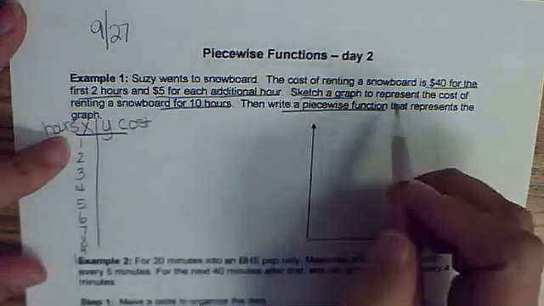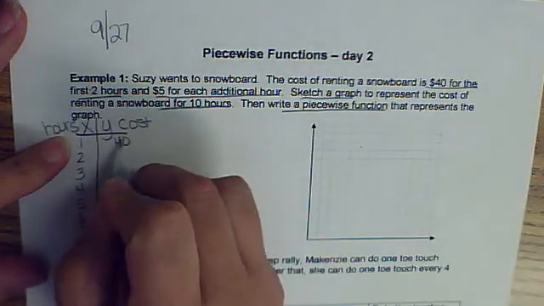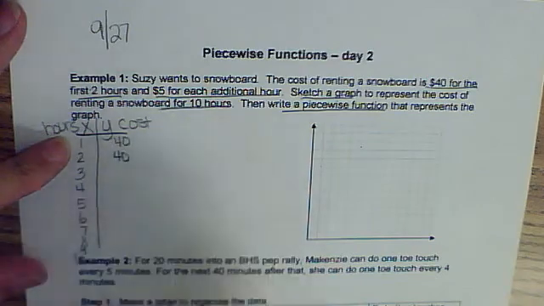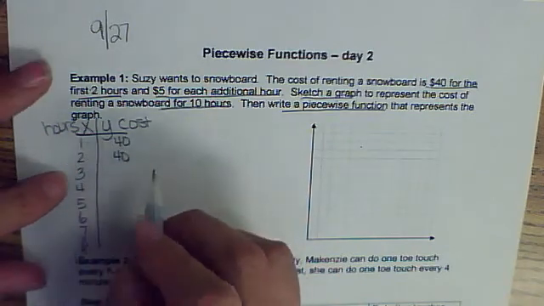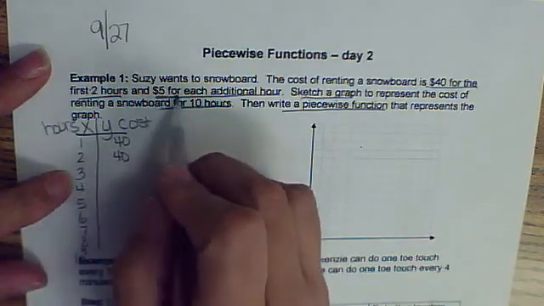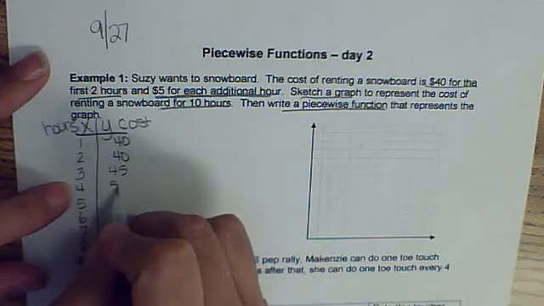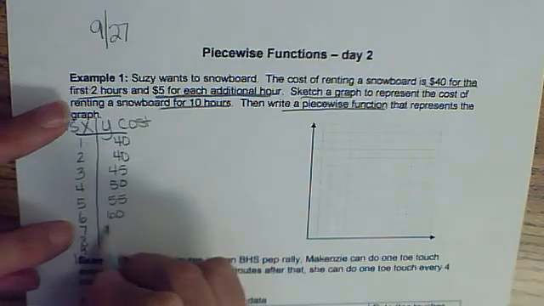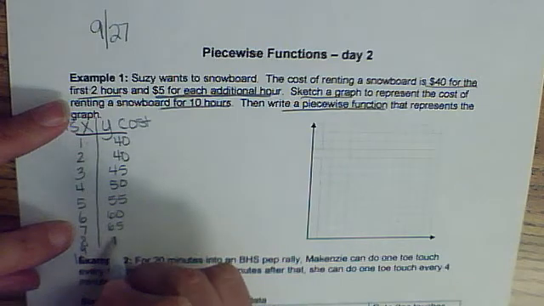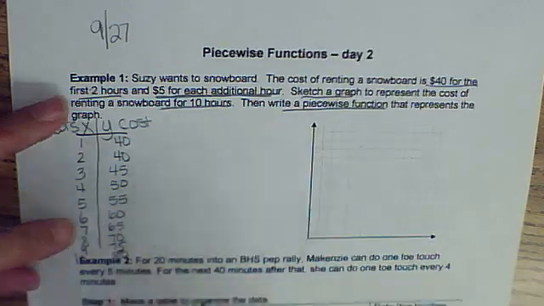The cost says $40 for the first 2 hours. So hour 1 is $40, hour 2 is $40. Because it doesn't matter how long you rent it for, you're going to pay that $40. For 3 hours, it's $5 for each additional hour. So 3 hours would be 45, 4 would be 50, 5 would be 55, 6 would be 60, 7 is 65, 8 is 70, 9 is 75, and 10 is 80.